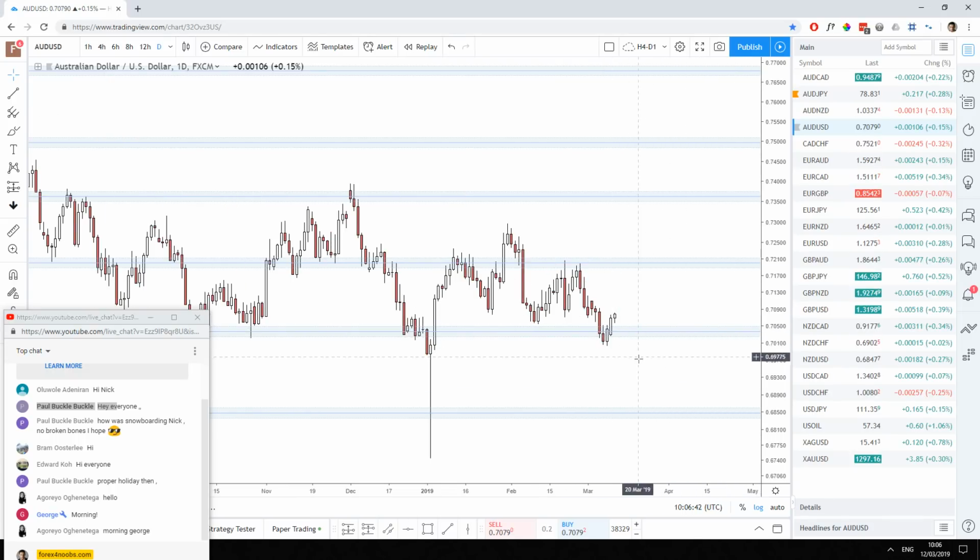AUDUSD is turning around. Is anyone long here on AUDUSD? I get a feeling that someone might have gone long here because it was kind of stalled out on support.